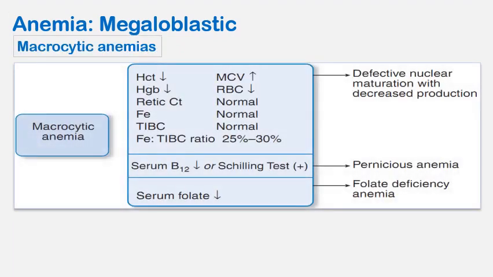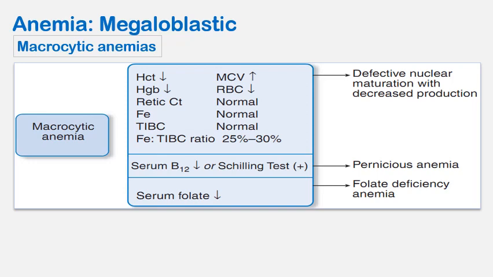Megaloblastic anemia, which is a macrocytic anemia, in which the hemoglobin is reduced, hematocrit is also reduced, but the iron binding capacity and iron are normal. But here the MCQ, which is very important, is: the serum level of B12 may be reduced, like in the case of pernicious anemia, which is considered one type of B12 deficiency anemia. It is considered pernicious anemia if the Schilling test is positive.